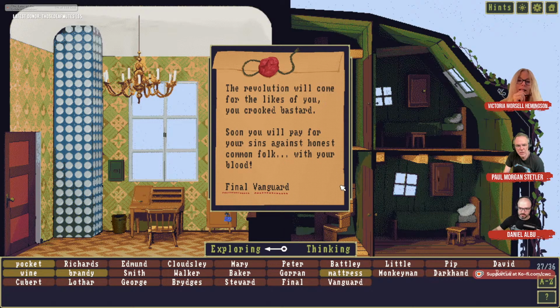Final Vanguard. If a revolution will come for the likes of you, you crooked bastard, soon you will pay for your sins against honest common folk with your blood.